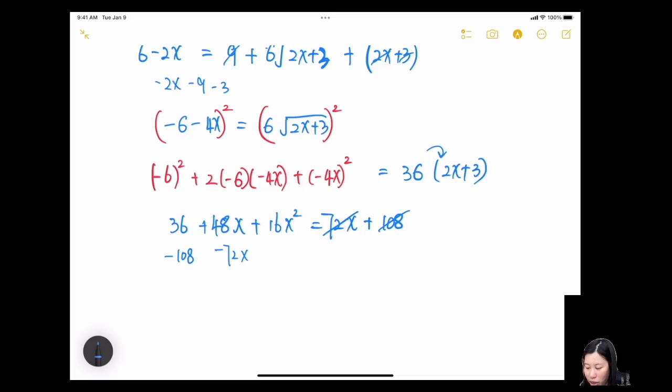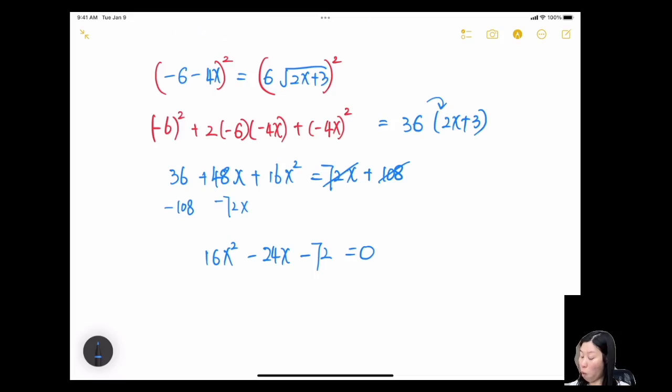So let's see, what do I have? I have 16x squared minus 24x minus 72 equals to 0. Now let's factor the common factor, which is 4. Maybe let's try to factor the 4 out. So I have 4 times x squared minus 6x minus 28. They can factor an 8 out, because you can factor another 2 on this number.